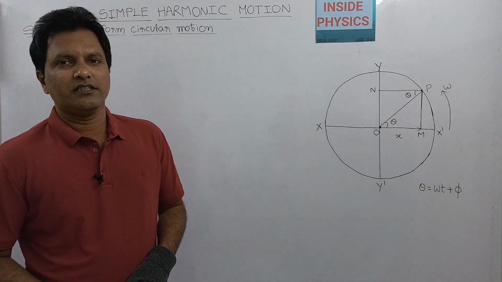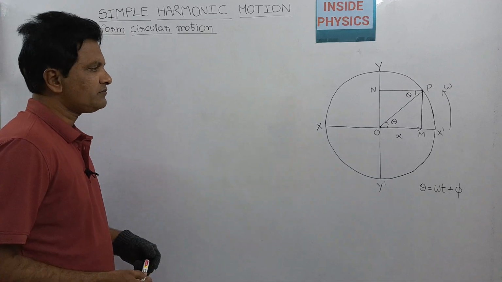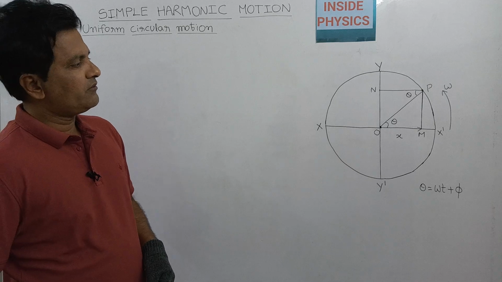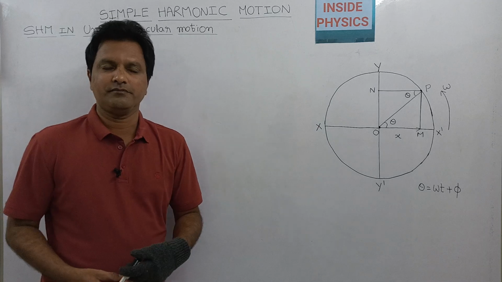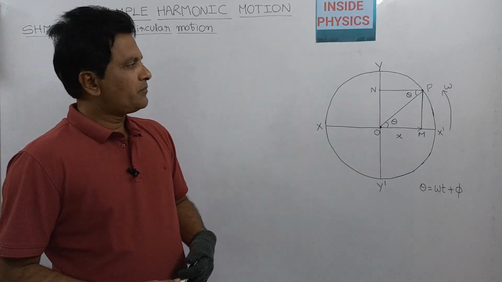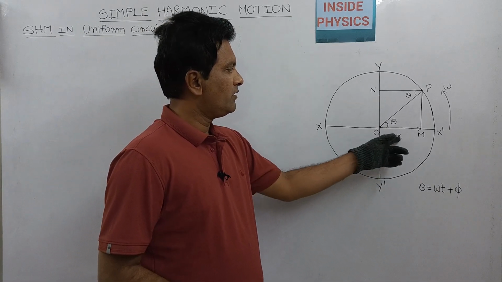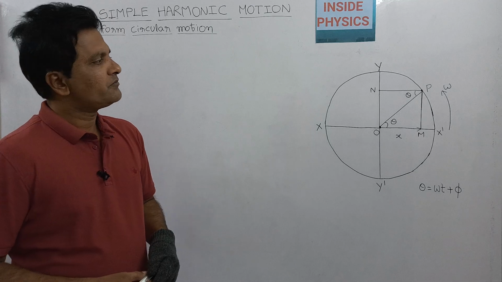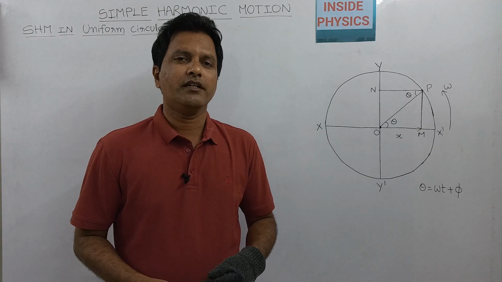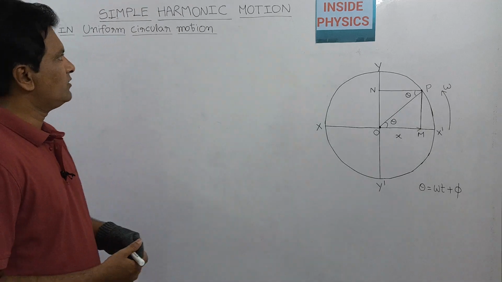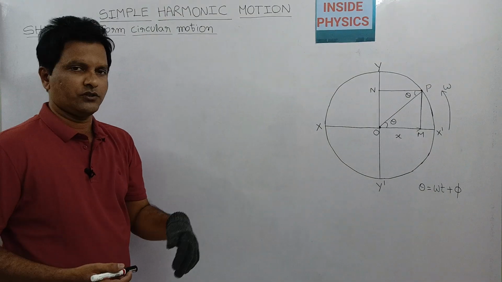Today we are going to discuss a concept in simple harmonic motion, where we have considered a particle in uniform circular motion. The projection of the particle in uniform circular motion on two diameters is also making simple harmonic motion. That is what we have to prove here. So, the concept is simple harmonic motion in uniform circular motion.